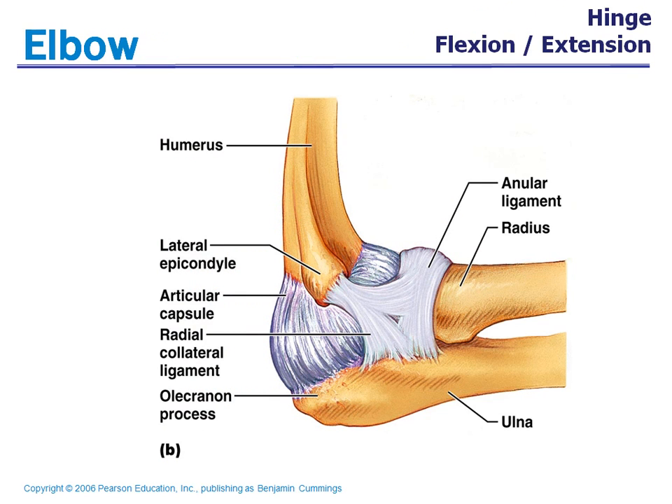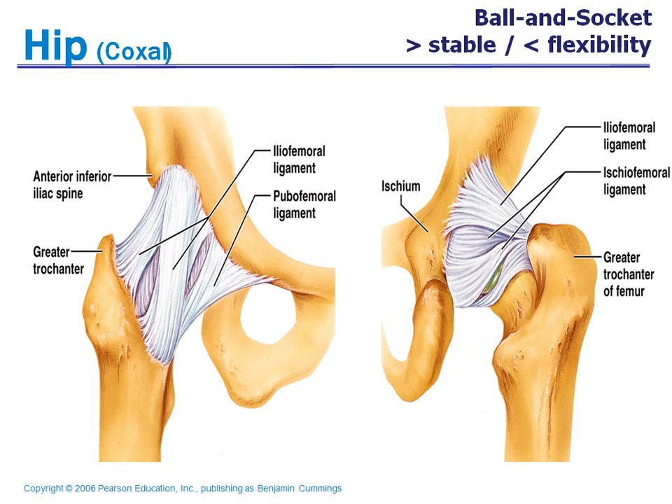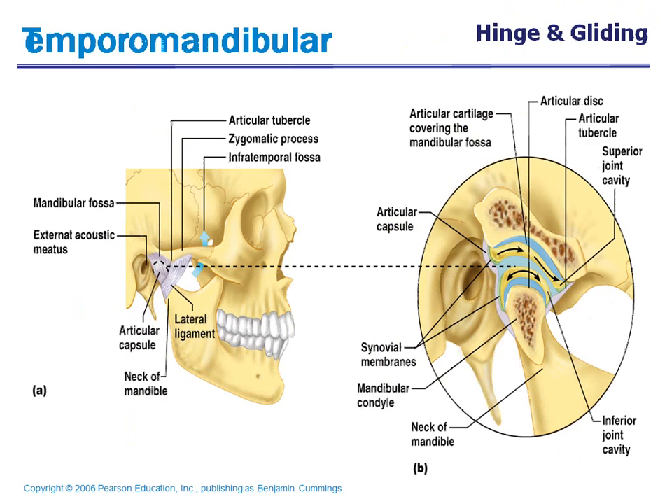We looked at the elbow again. Pause the slide, mentally review all of the articular structures as related in lab and the actions. Same for the hip. Pause the slide, go through all the articular surfaces and the action. Same for temporomandibular. Pause the slide, go through all the articular structures.